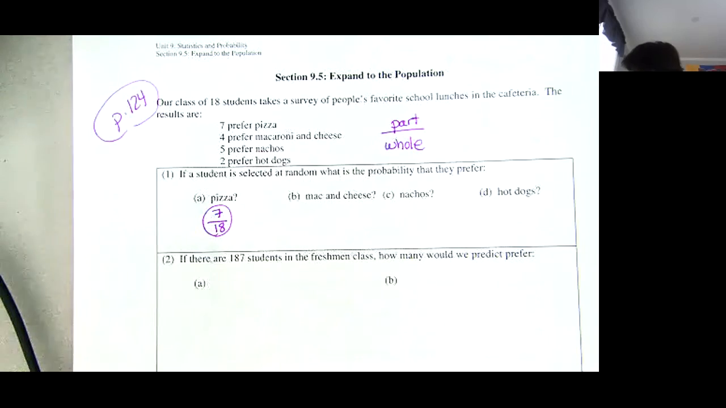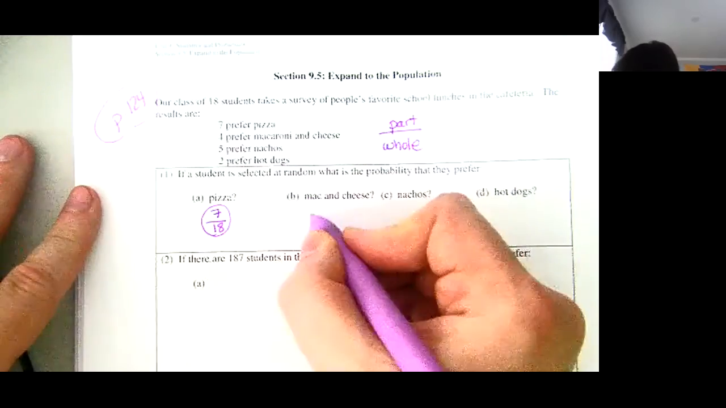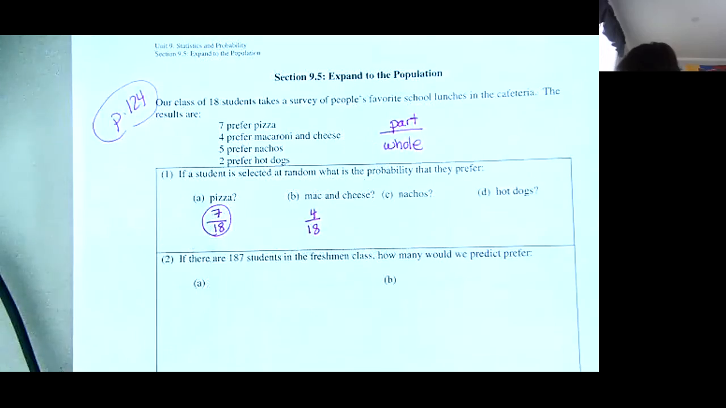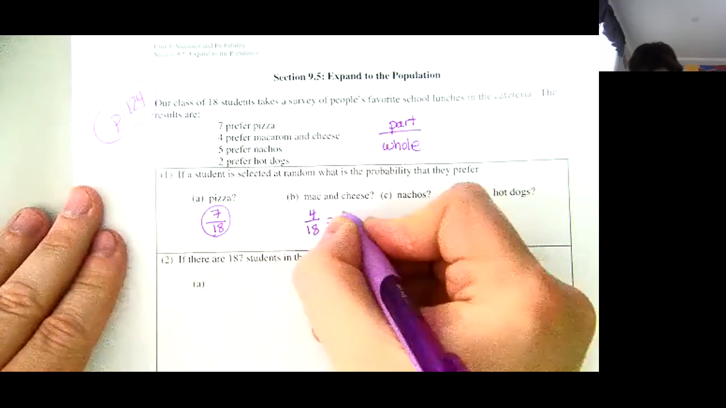What about macaroni and cheese? What's the probability if I pick someone, they prefer macaroni and cheese? Sharyar, what do you think? How many people prefer macaroni and cheese? 4 over 18, good. However, what am I going to have to do now? 2/9, they're both even numbers, we can divide by 2.